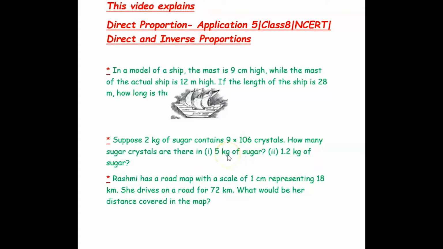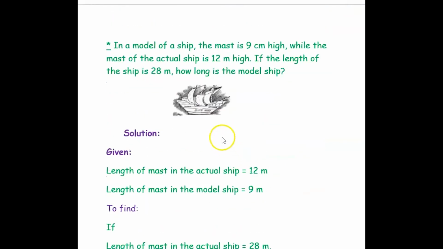In this video, we are going to see a few examples on the application of direct proportion. Our first question is: in a model of a ship, the mast is 9 cm high, while the mast of the actual ship is 12 meter high. If the length of the ship is 28 meter, how long is the model ship?